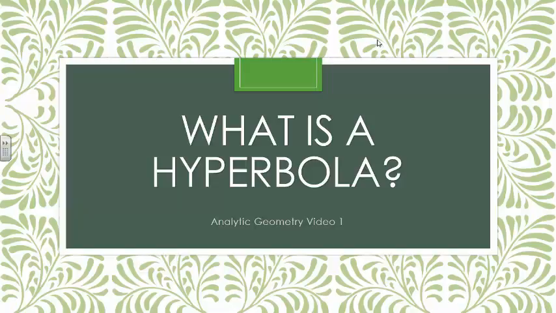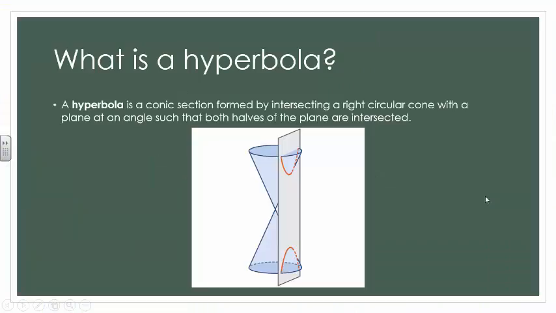What is a hyperbola? A hyperbola is a conic section formed by intersecting a right circular cone with a plane at an angle such that both halves of the plane are intersected. We can see this in the figure below. The blue cone is our right circular cone. There's a gray plane intersecting that cone, and we can see in orange those two sections collectively are the hyperbola.